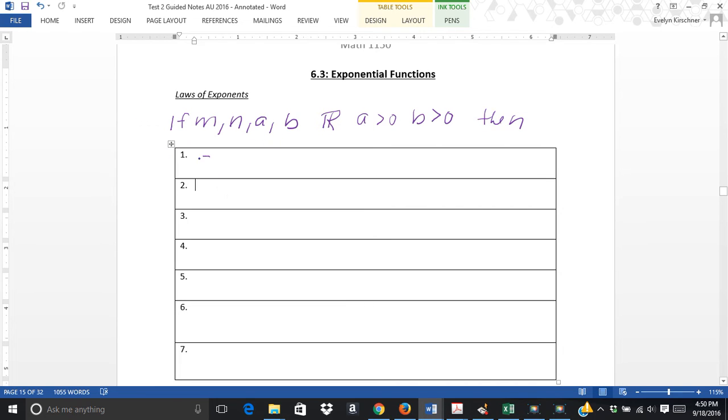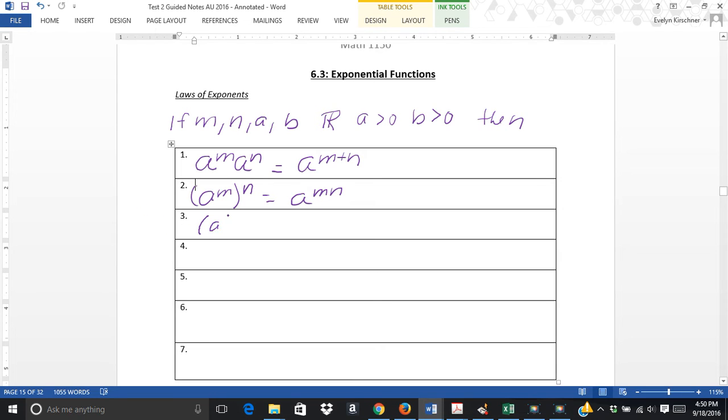First of all, I know that a to the m times a to the n is the same as a to the m plus n. So if they have the same base, I multiply, I can add. a to the m raised to the n is the same as a to the mn. So when I raise an exponent to a power, I multiply the exponents.